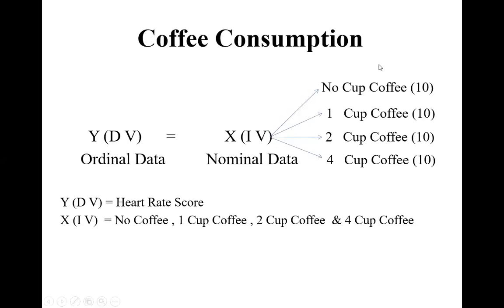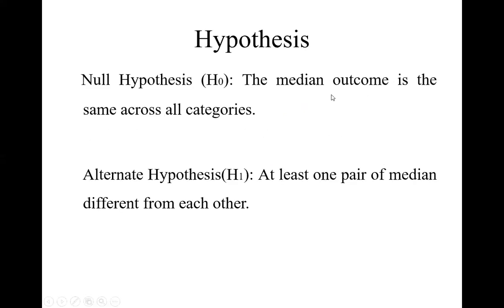It means the median value of the no-coffee group is equal to the median value of the second group, equal to the median value of the third group, equal to the median value of the fourth group. It means all the median values are the same across the groups. Okay, we have 4 groups. The median outcome is the same across all categories. But the alternate hypothesis: at least one pair of medians is different from each other. It means the control group heart rate score median is less than the others. That is the alternate hypothesis.